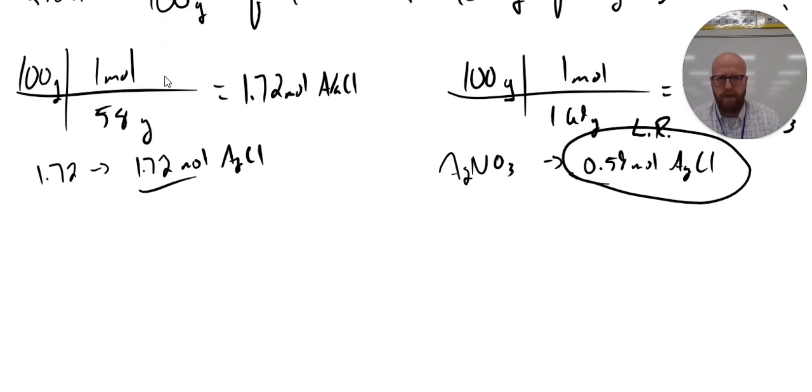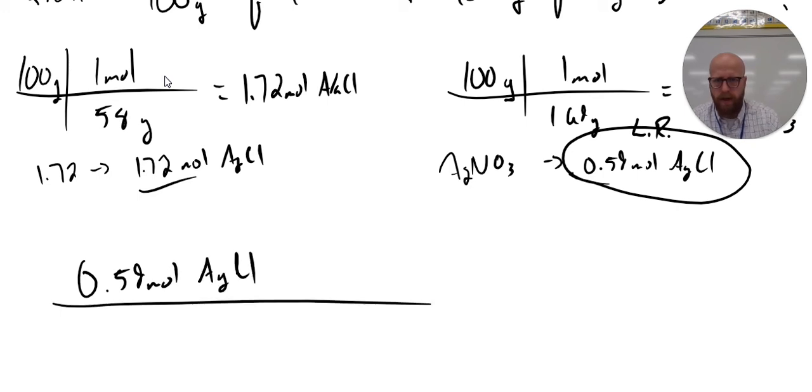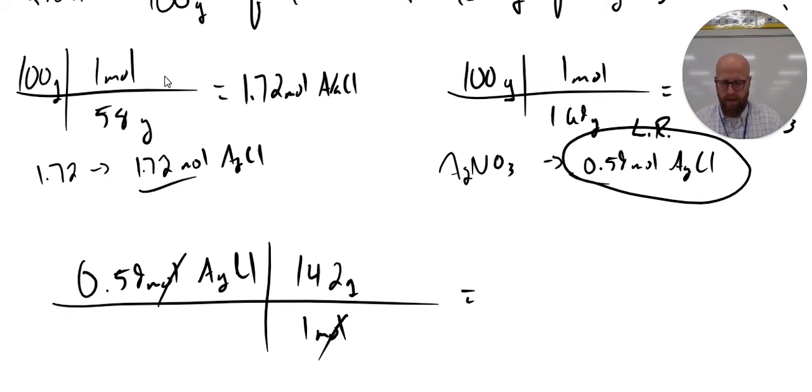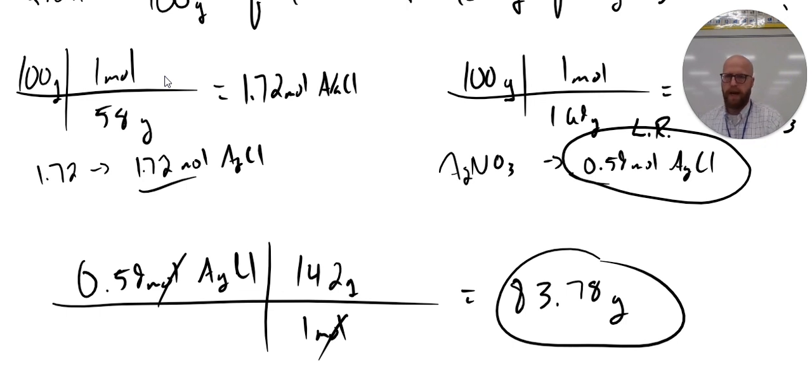To find how many grams, I have 0.59 moles of silver chloride. I'm going to multiply that by its molar mass, which is 142 grams per 1 mole. My moles cancel, and I'm left with 83.78 grams.